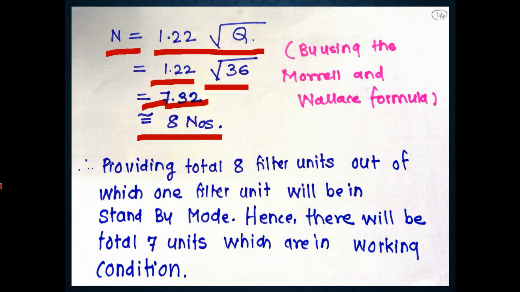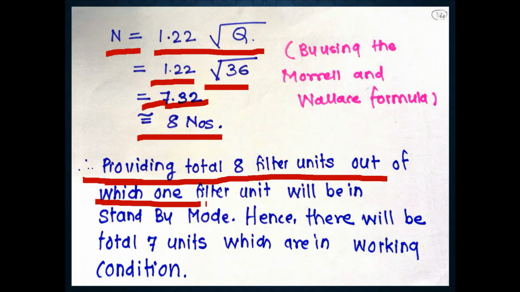Hence I have written here, providing total 8 filter units, out of which 1 filter unit will be in standby mode. Each and every place if you want to design the rapid sand filter, you have to go for the filtration. If it is for a community or for a private supply, always remember that standby is required.